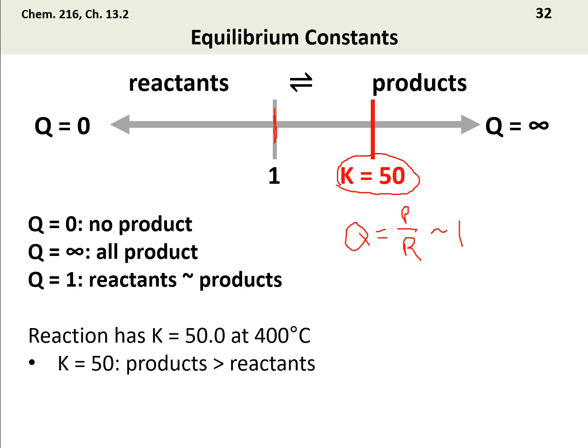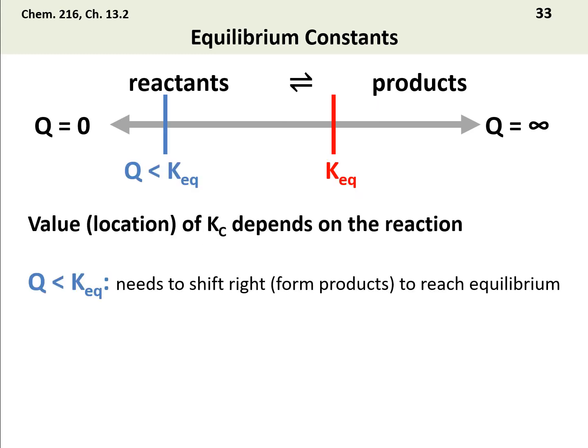Okay, so now we're going to talk a little bit more about Q and K, and we're going to use this to figure out how reactions adjust to get to equilibrium. Remember, we said at the beginning that they adjust to get to equilibrium.